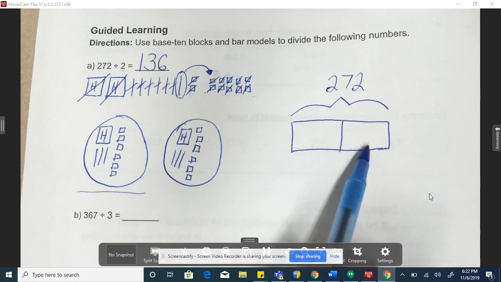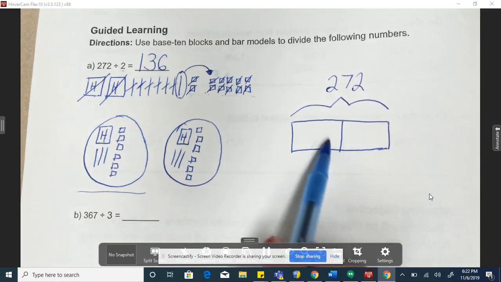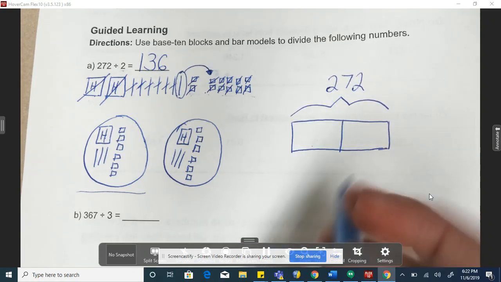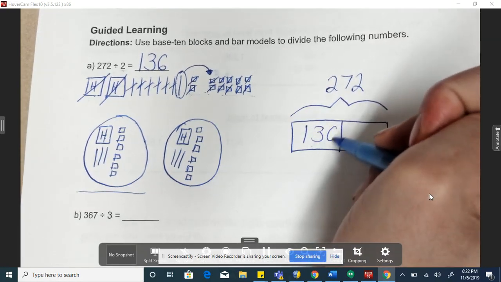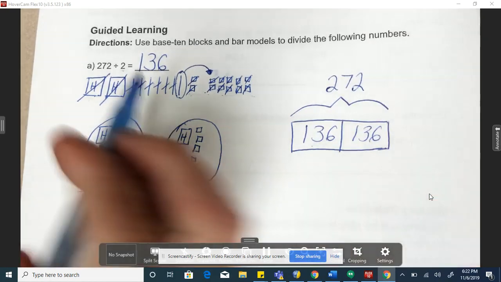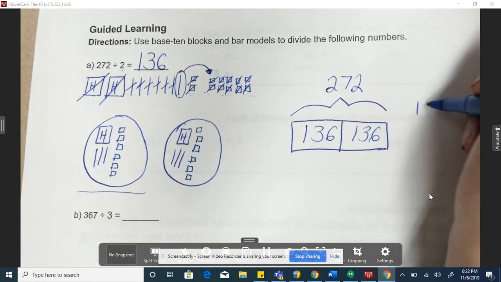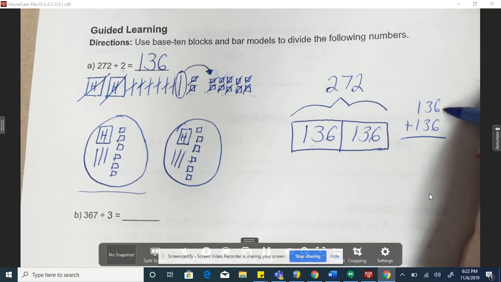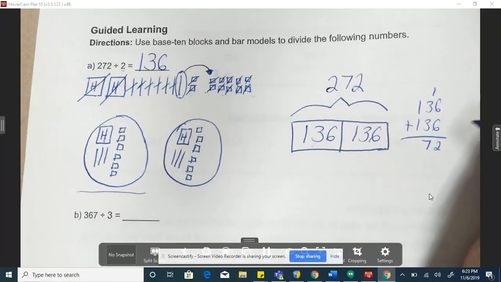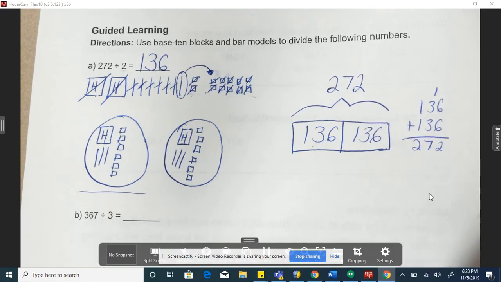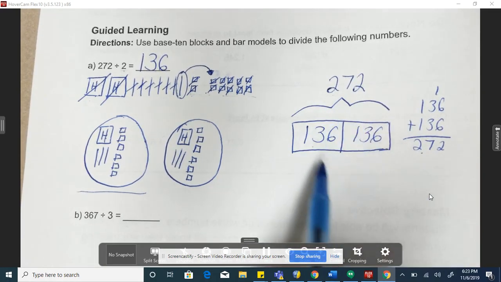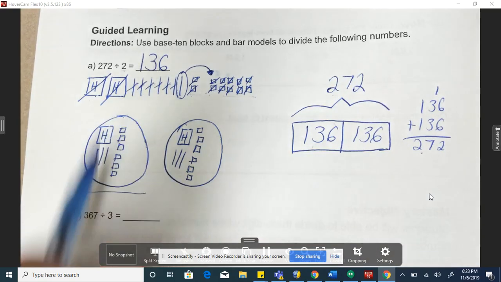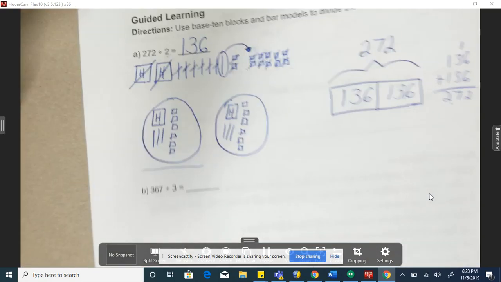Now I'm thinking, what numbers are the same that I can add together to get 272? Well, let's see. If I put 136 in each part, because that's my quotient, my answer, let's see if when I add this together, I get 272. 6 plus 6 is 12, carry the 1. 3 plus 3 is 6, plus 1 is 7. 1 plus 1 is 2. Oh, so the number that we started with. So 136 is correct. We're going to be moving on to part B, where we're doing 367 divided by 3.